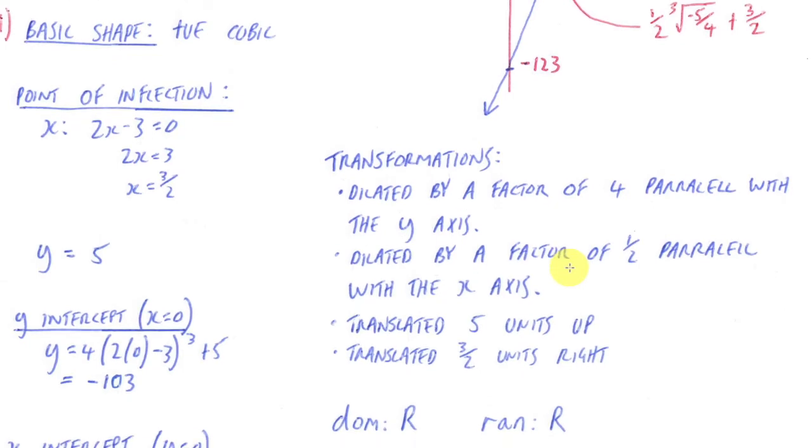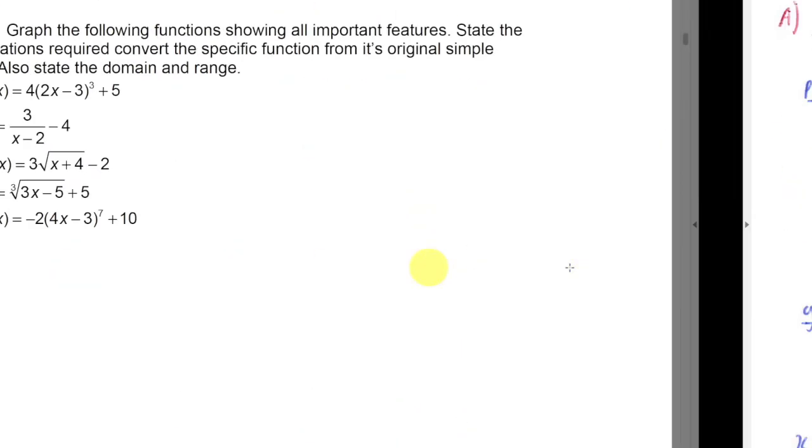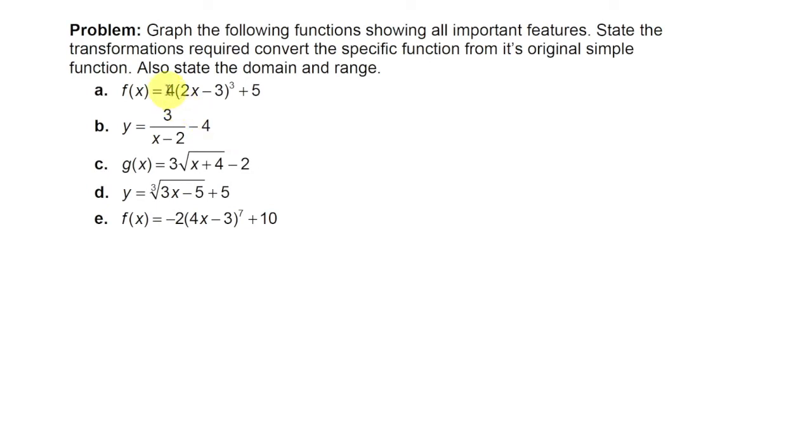Transformations: dilated by a factor of 4 parallel with the y-axis, dilated by a factor of 1 on 2 parallel with the x-axis. There are no reflections. We are translated 3 on 2 units, so I'll just take that there, make it equal to 0, and solve for x. Translated 3 on 2 units in the positive direction along the x-axis, and translated 5 units up. I can also refer to this translation as just being 3 on 2 units to the right.